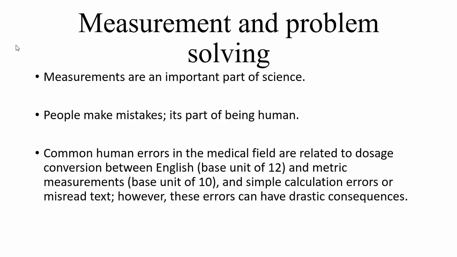Unit errors in the medical field demonstrate how simple mistakes can have complex and drastic consequences. For example, dosage conversions between English units, a base of 12, and metric units, a base of 10, are measurements that are not complex, but errors do occur with some frequency. Other common errors are labels that are misread or miswritten. Database entries are also sources of human error. Details are important. Examples of calculation mistakes are as follows.